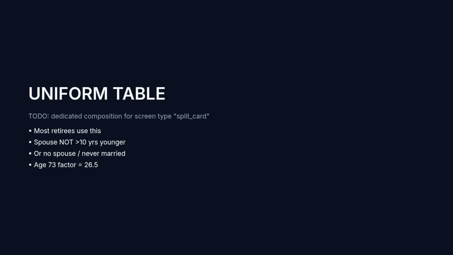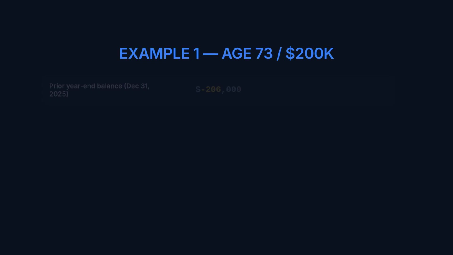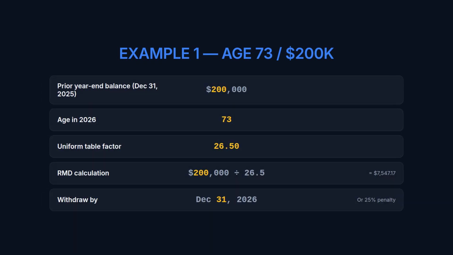Worked example 1. You are 73 in 2026 with $200,000 in your traditional IRA as of December 31st, 2025. The Uniform Lifetime Table factor for age 73 is 26.5. RMD equals $200,000 divided by 26.5, which is $7,547.17. That is the minimum you must withdraw from that IRA by December 31st, 2026. Withdraw more if you want. Withdraw less and you pay the penalty on the shortfall.